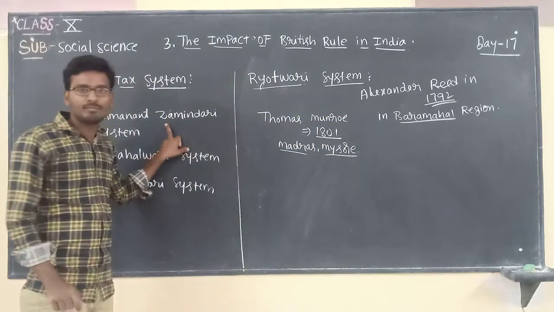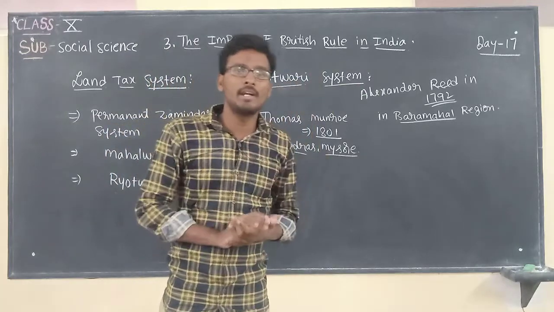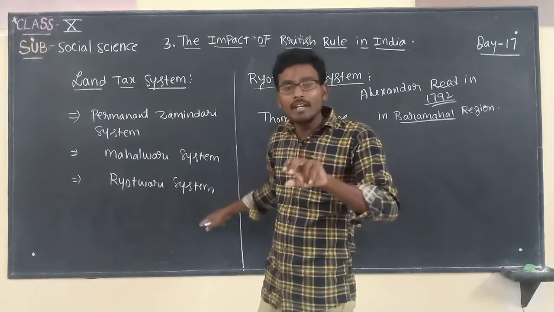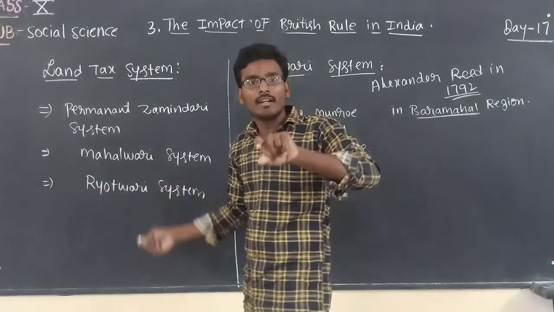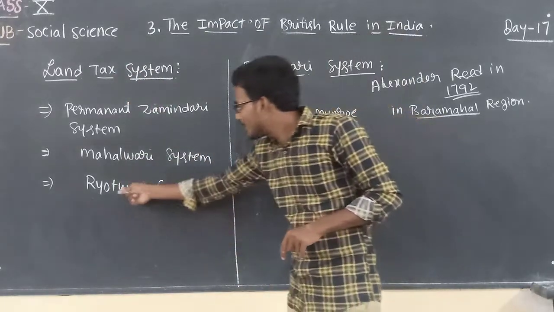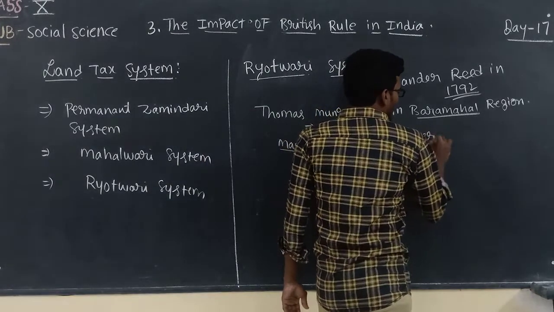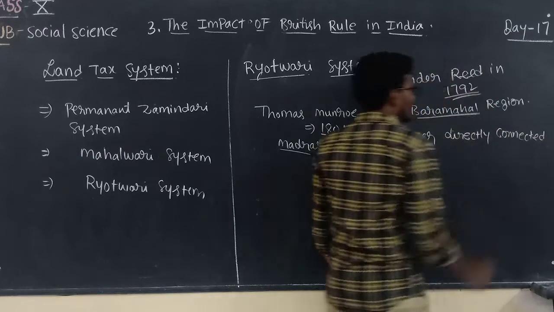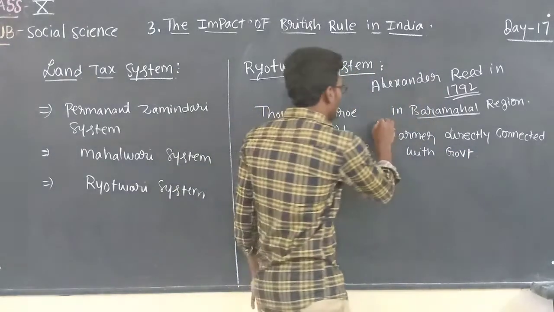Children, in the first system, Jamindar acts as a mediator between farmer and East India Company. See, this point is very, very important. In Jamindari system, Jamindar is a mediator between East India Company and farmer. Next, in the Mahalwari system, Mahaldar is a mediator to collect land tax from the farmer for the British. But in Rautwari system, there is no mediator. Very, very important feature. The farmer is directly connected with the government.